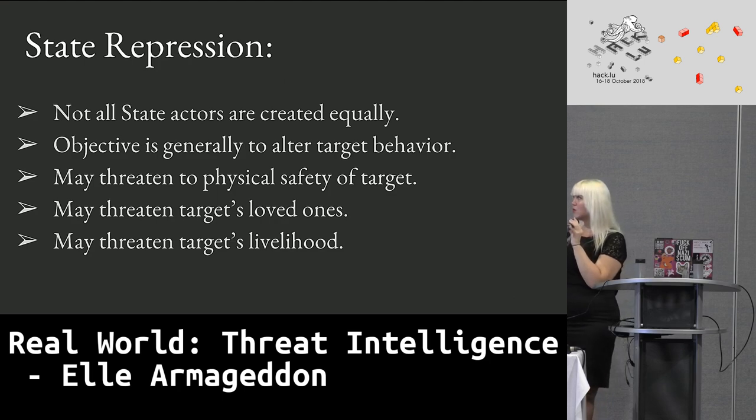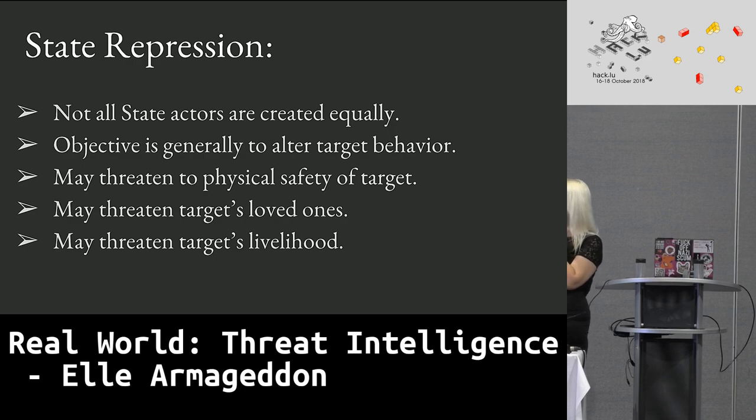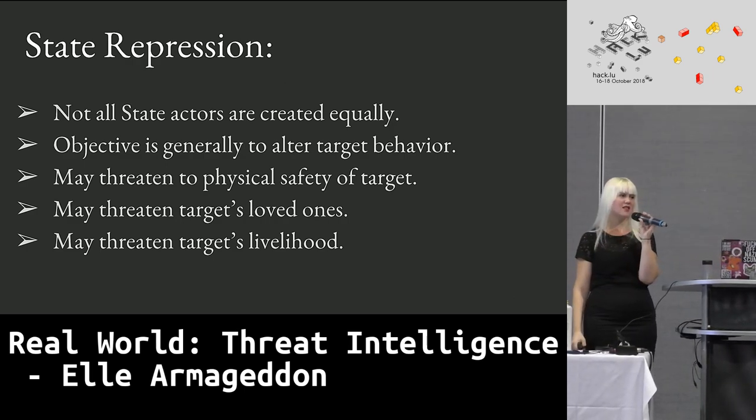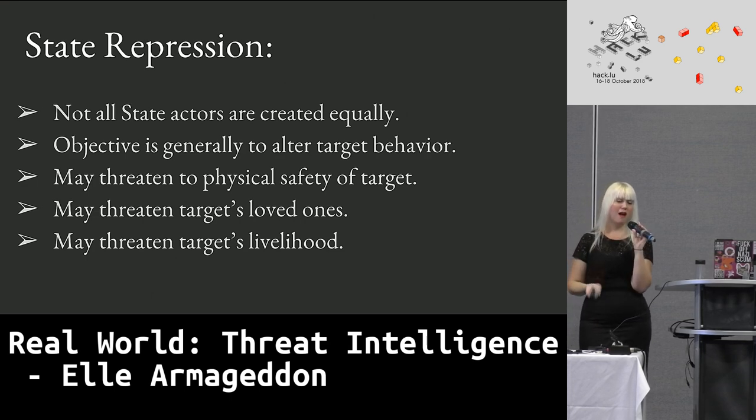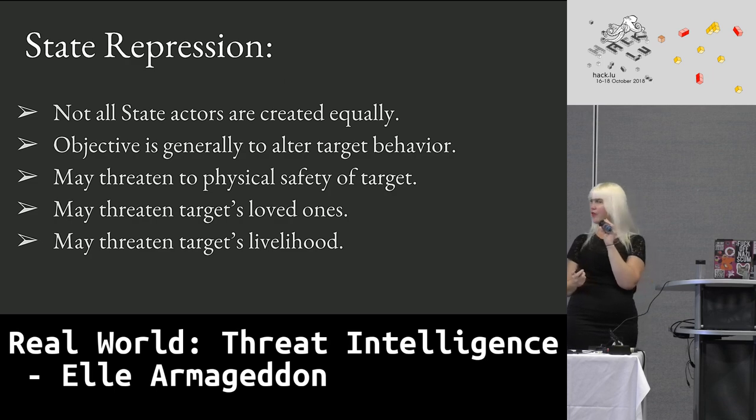It may also include black baggings, beatings. Sometimes dissidents are killed. So there are a whole bunch of different levels where state repression actually does threaten the physical safety of targets. All of them are valid things that we want to avoid. All of them are things that we really want to prevent.